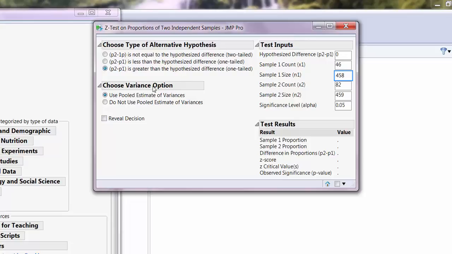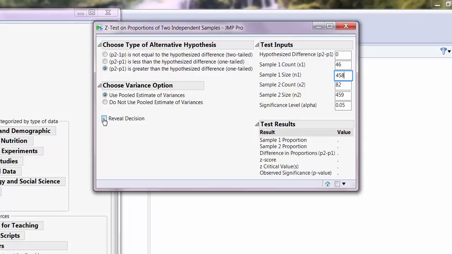Also, under choose variance, remember how in our standard error in the test statistic, we calculated that pooled estimate of the sample proportion? And we did that because we were assuming there's no difference between the two proportions, and they were both estimating one common proportion. And so because of that, we're always going to be using this pooled estimate of variances under the choose variance option. Okay, and then you want to make sure you've got the appropriate significance level typed in, which here we did in fact use a significance level of 0.05, so we'll just leave that.